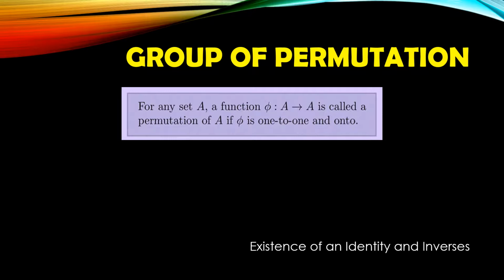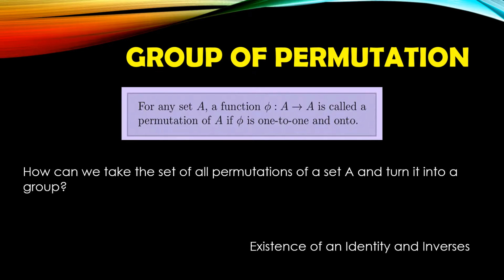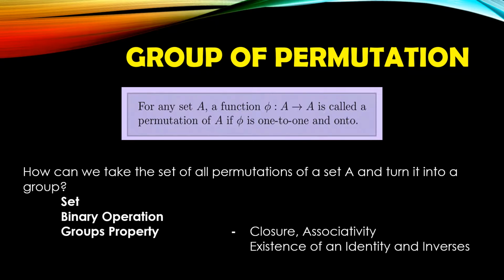For that, I will ask a question. How can we take the set of all permutations of a set A and turn it into a group? Before we can do that, we have the set, the binary operation, and we check the group properties, which are closure, associativity, existence of identity, and existence of inverses.